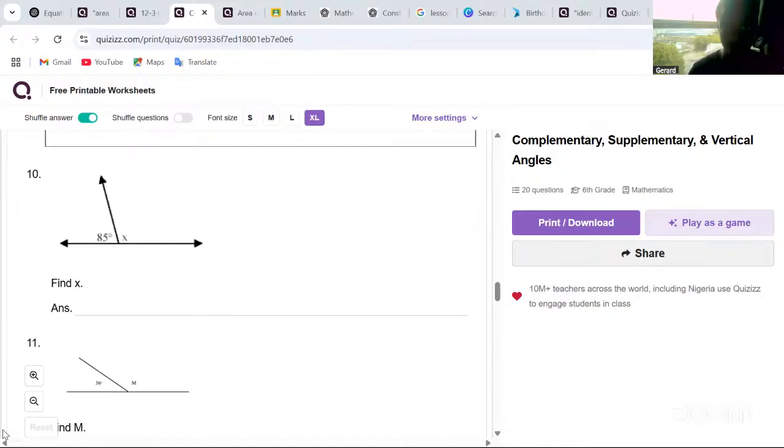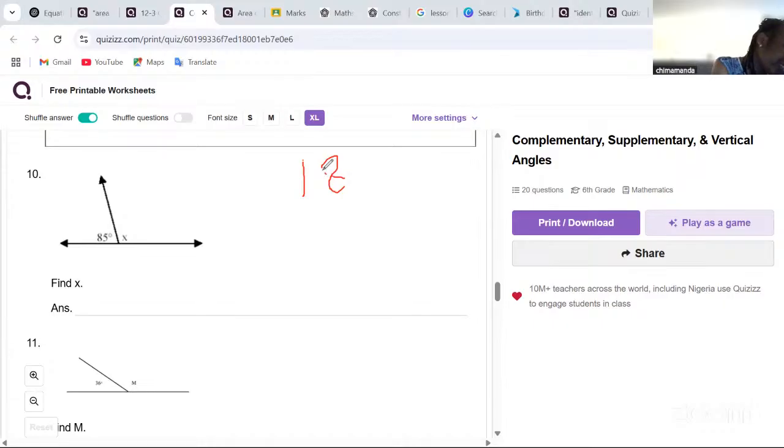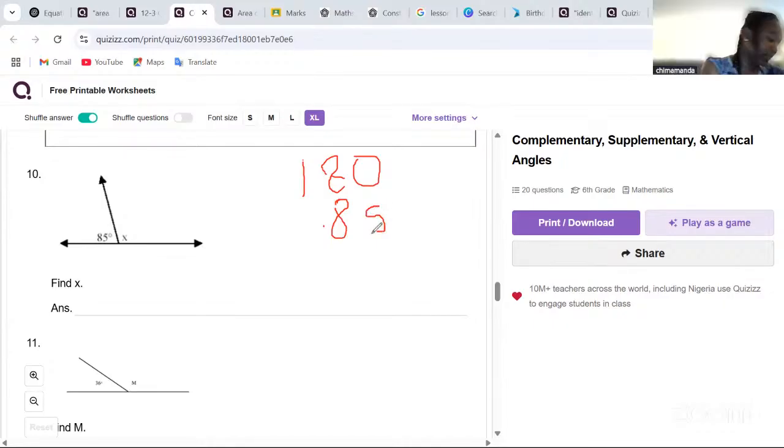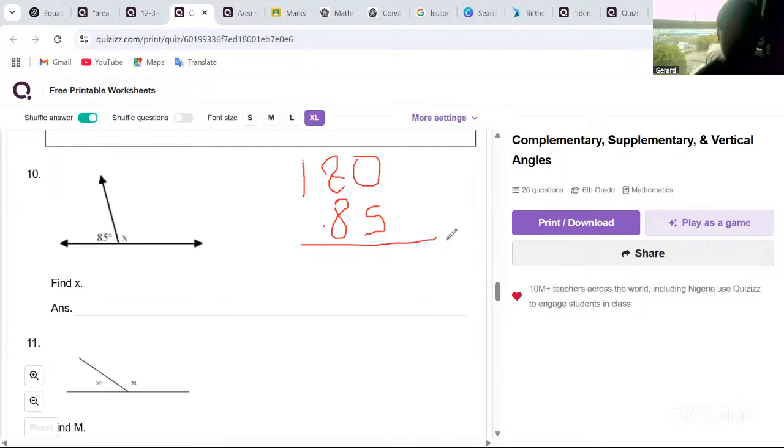180 minus 85. Oh, that's 85, not 35. The answer is 95. Yes, absolutely correct, sir. Oh, I was writing 35 instead of 85. No wonder I was getting 150.